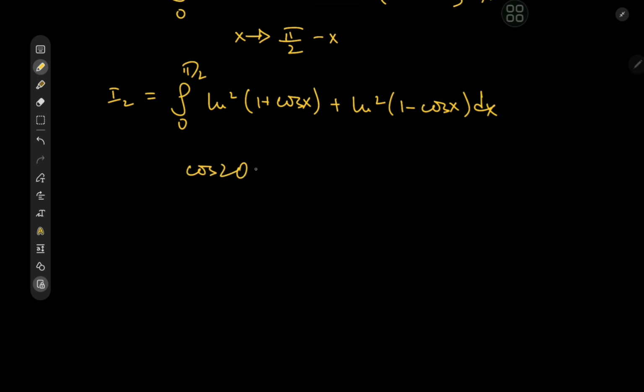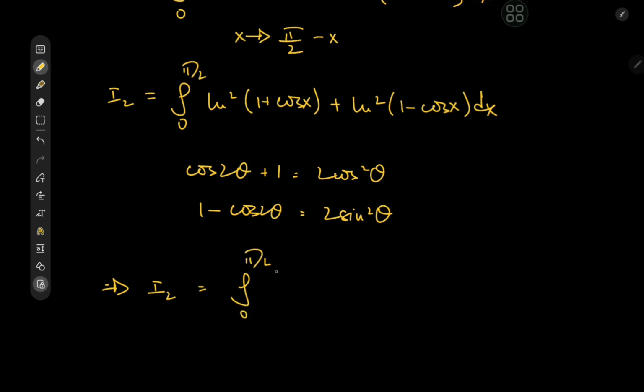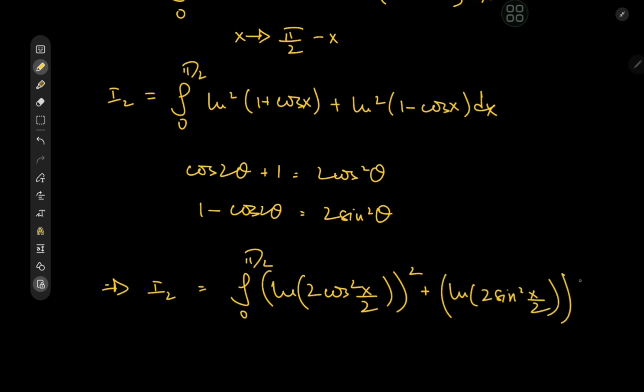We know that cosine 2 theta plus 1 equals 2 cosine square theta, and 1 minus cosine 2 theta equals 2 sine square theta. And this means that the integral I sub 2 is in fact the integral from 0 to pi by 2 of log of 2 cosine square x by 2 whole thing squared plus log of 2 sine square x by 2, again whole thing squared, integration with respect to x.